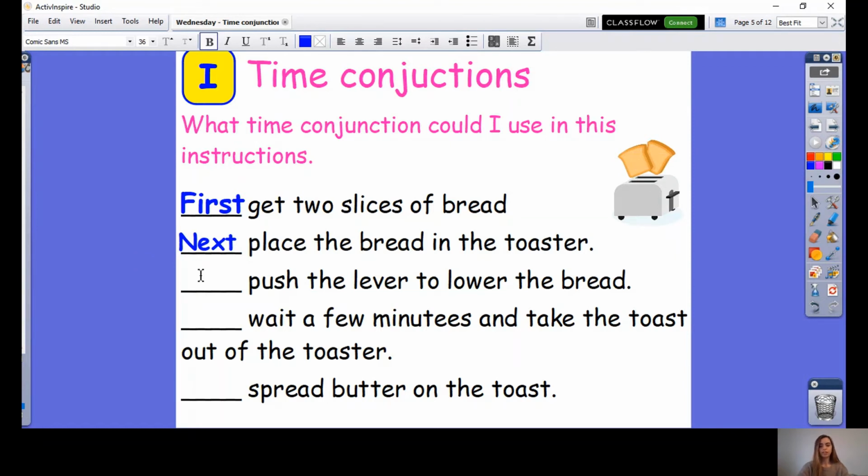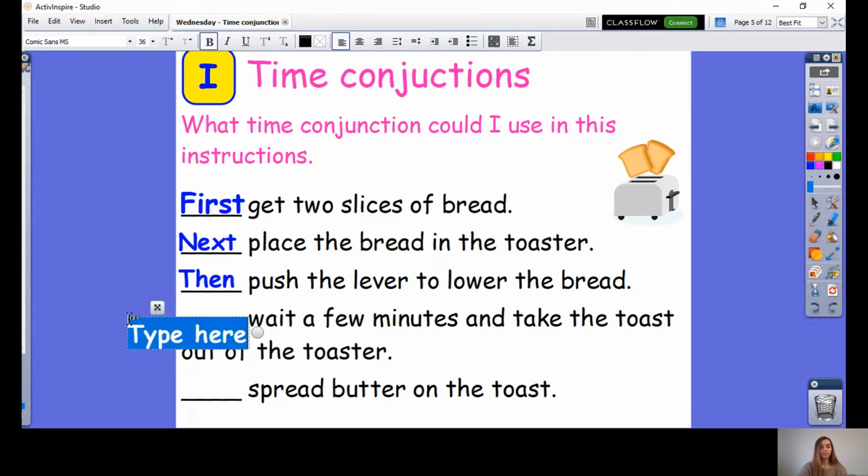What could we have for this sentence? Push the lever to lower the bread. Excellent. Then. We could have then. Great time conjunction. Wait a few minutes and take the toast out of the toaster. What time conjunction could I have there? Excellent. We could have after that. Wait a few minutes and take the toast out of the toaster.